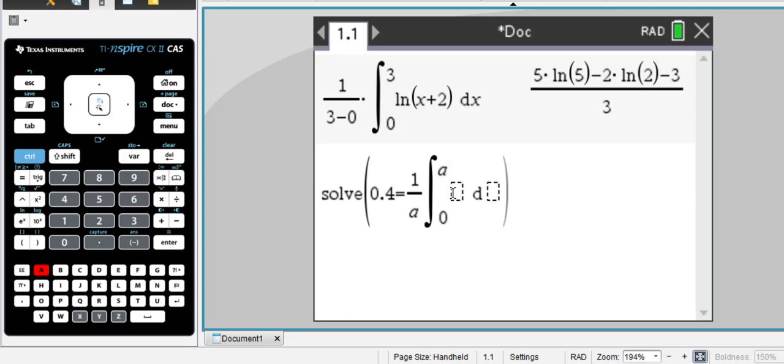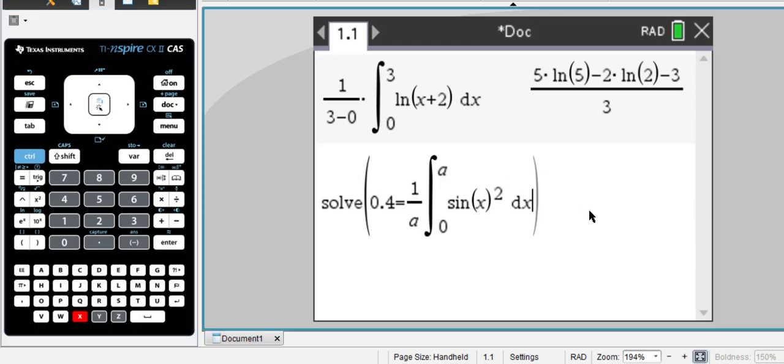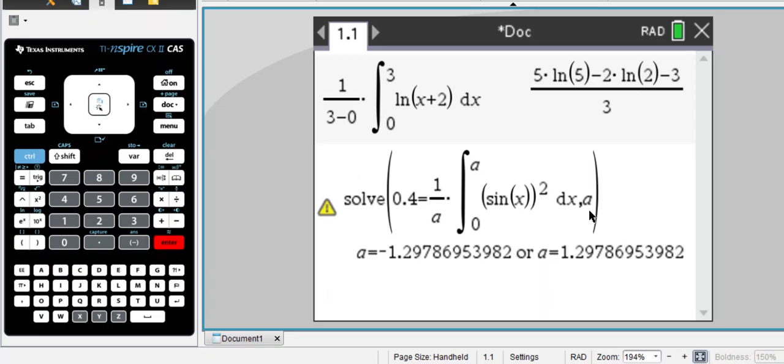So the way we type that into the CAS is to go and grab the sine function, just type sine of x, close that bracket, then raise it to the power of 2, like that. Okay, so on CAS, we write it as sine x all squared dx, and then we'll need to do comma a, because we want to solve this equation for a. And it says to 3 decimal places, so I can press enter, or it's better I press control enter for the decimal numbers. Okay, so I get 2 answers here.